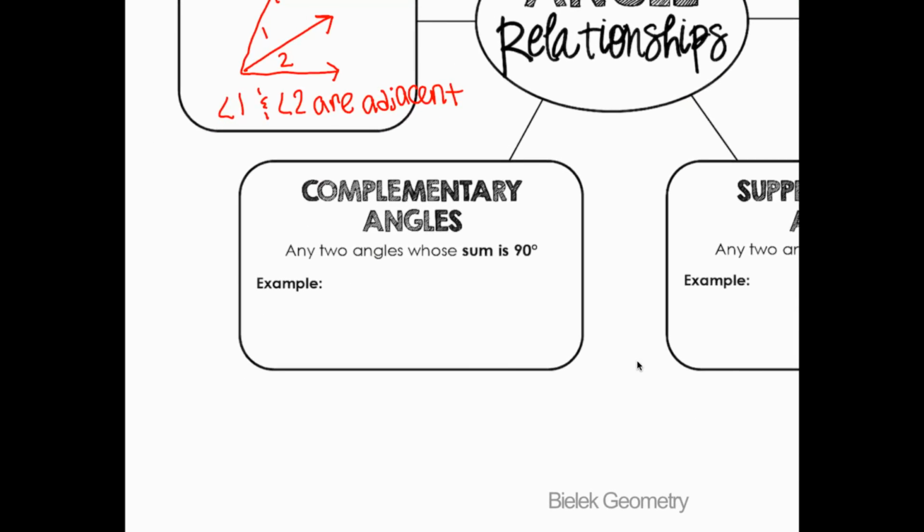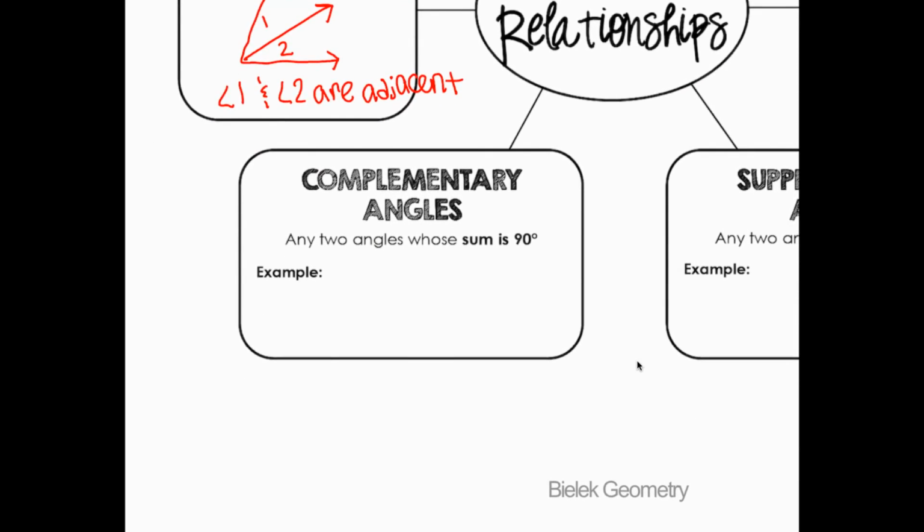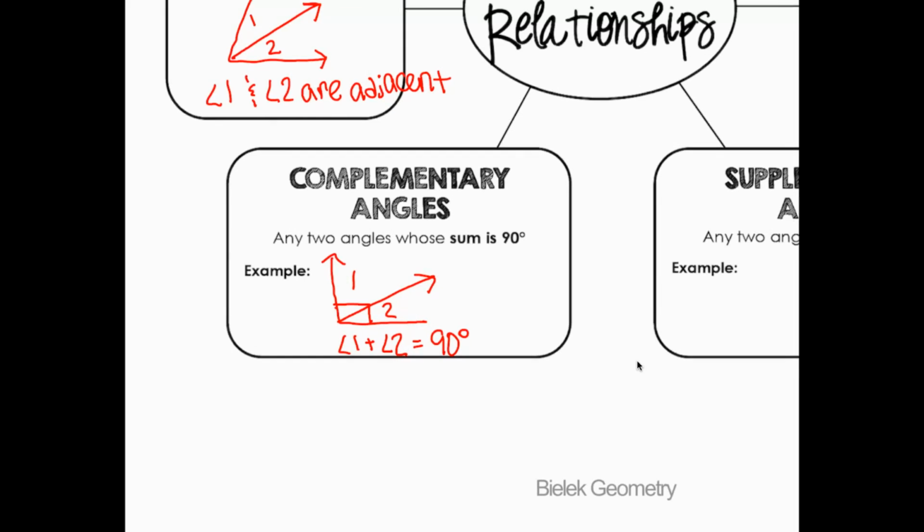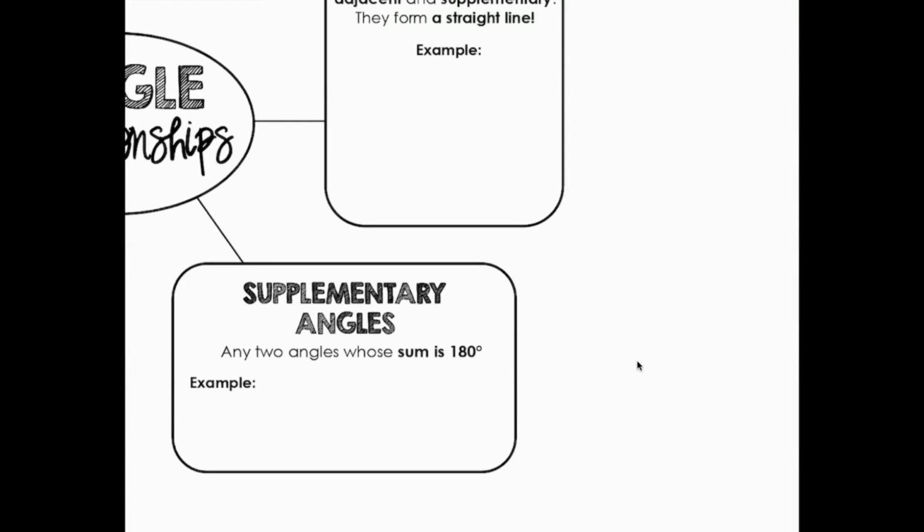Okay, complementary angles. So their sum has to be 90 degrees. So let's give ourselves a picture here. So angle 1 plus angle 2 equals 90. Supplementary is 2 angles whose sum is 180. So remember, 180 is just like a nice flat line.